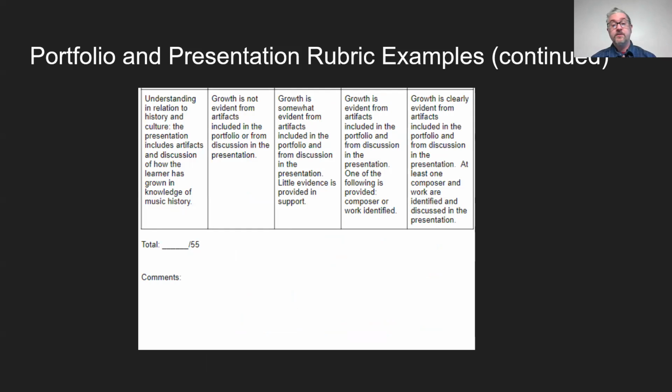And then this is at the end, you notice the total is 55 points. This is a pretty hefty assignment, pretty hefty rubric. But this is the understanding in relation to history and culture. Growth is clearly evident from artifacts included in the portfolio and from discussion in the presentation. At least one composer and work are identified and discussed in the presentation. So they have to identify one composer that they learned about and one work, and they have to discuss them. Not just, hey, we did Bach's Arioso. Okay, tell me something about it. That's what I'm kind of expecting from that.